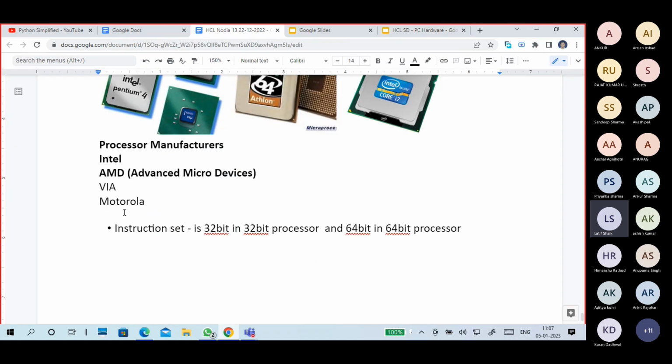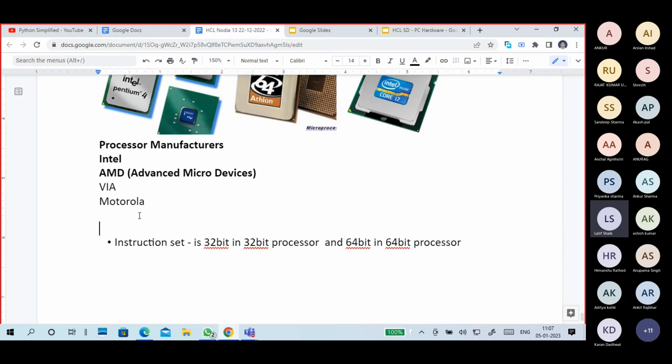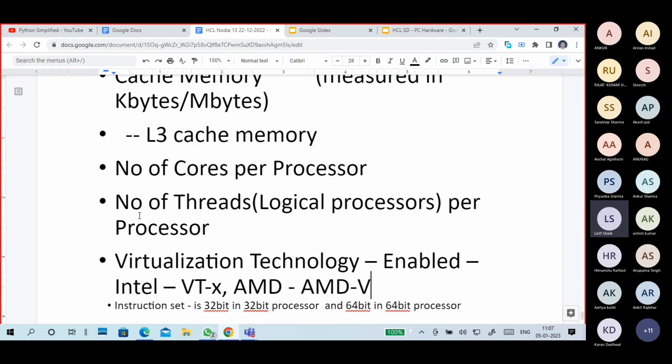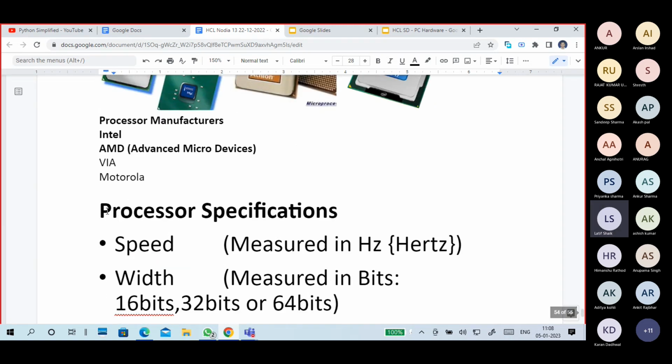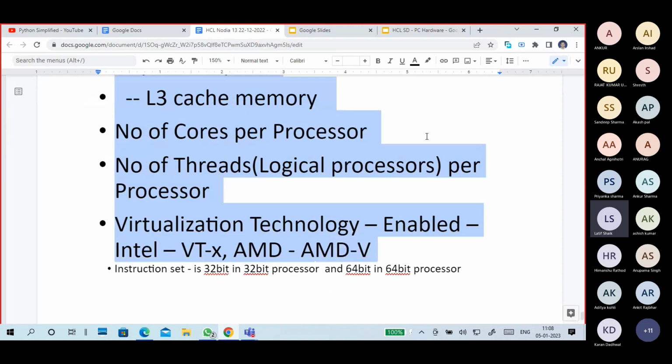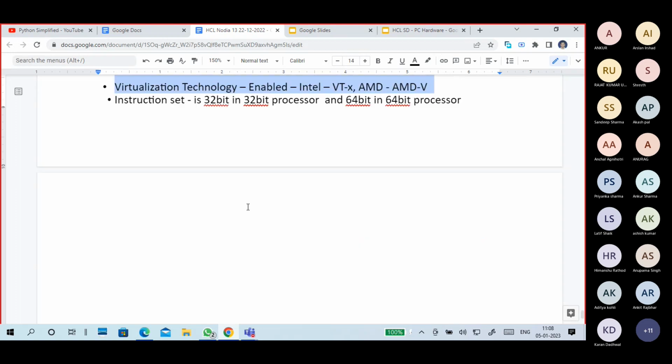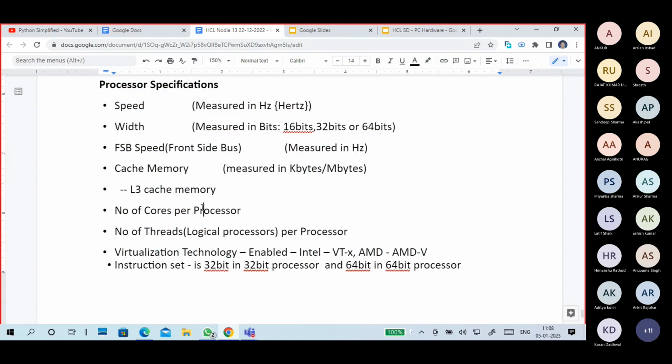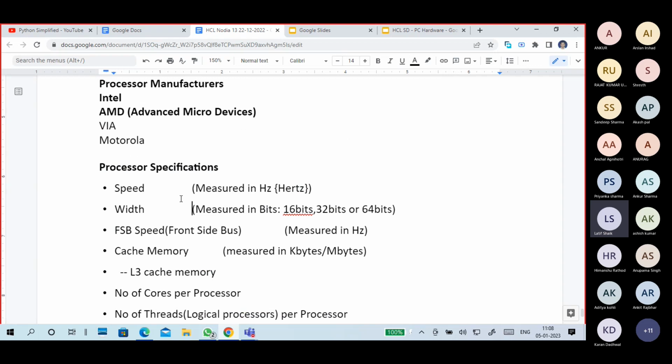When you want to buy a processor, whether it is Intel or AMD, you must go through certain details. What details are required? What is the processor speed?